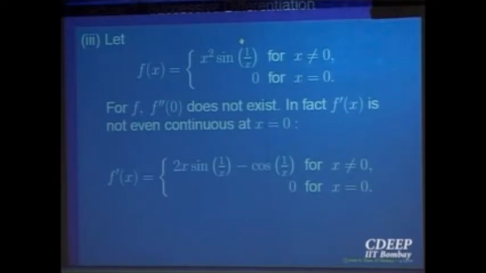Okay. So this is the derivative function at the point 0. This is at points which are not equal to 0. Now let us see whether this function is differentiable at the point 0, that is, whether the second derivative exists at the point 0 or not. For this, if you want to look at the second derivative at the point 0, you have to look at how the function is defined. It is 2x sine 1 over x minus cos 1 over x.